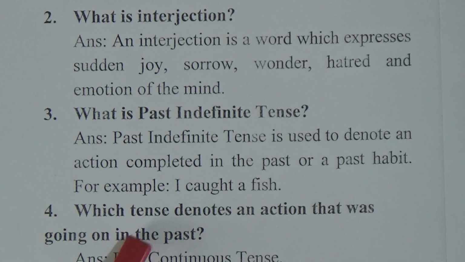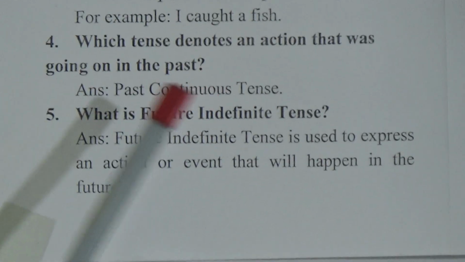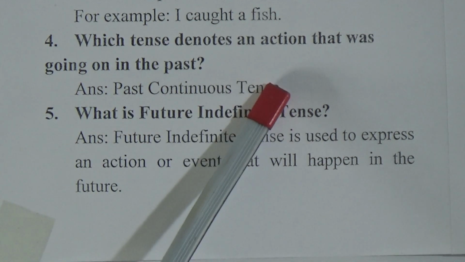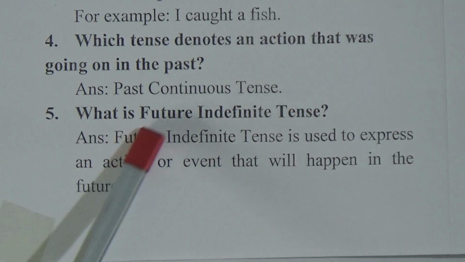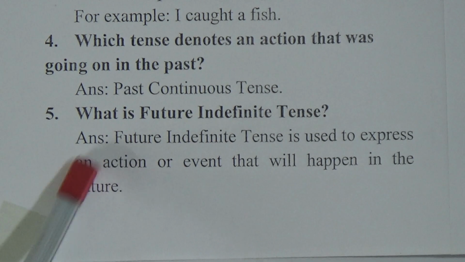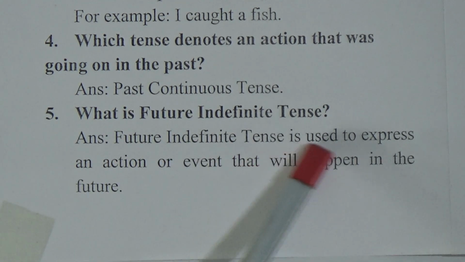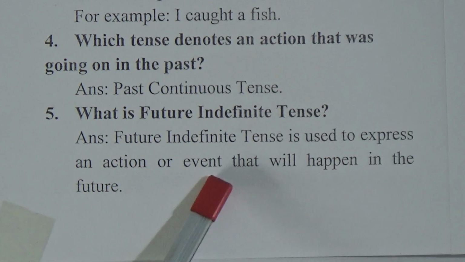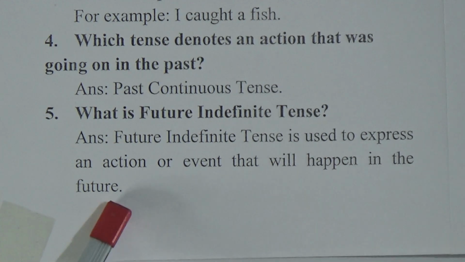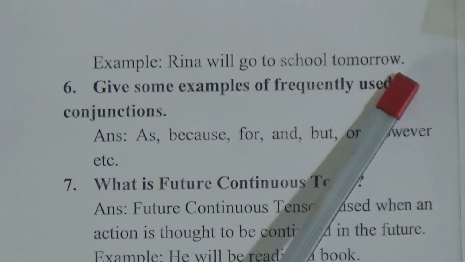Number 4, which tense denotes an action that was going on in the past? And the answer is past continuous tense. Number 5, what is future indefinite tense? And the answer is, future indefinite tense is used to express an action or event that will happen in the future. And the example, Rina will go to school tomorrow.